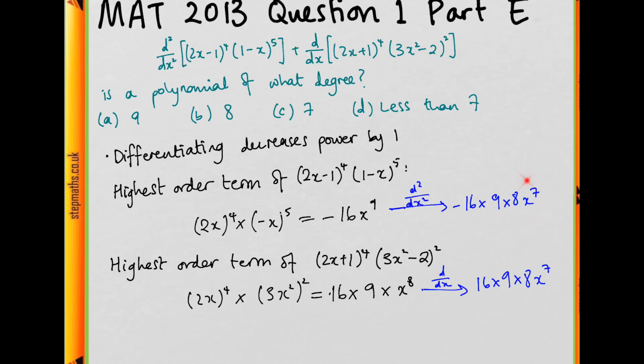And so we see this is the negative of this, right? So when we work out what this expression is, the x to the 7 terms are actually going to cancel. And so the highest power of this expression is actually going to be less than 7. So our answer is actually D.